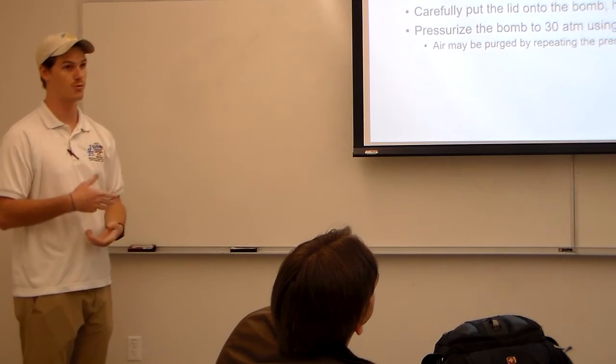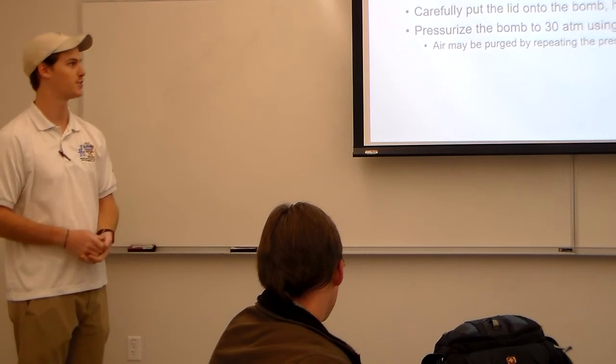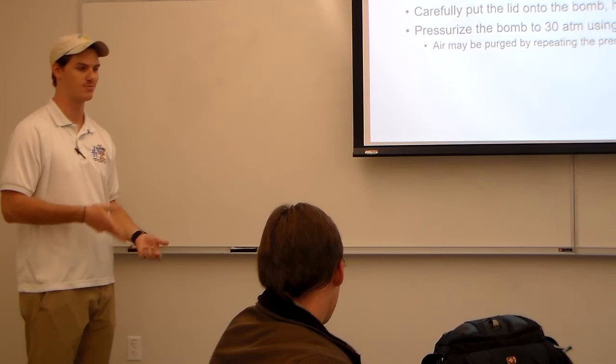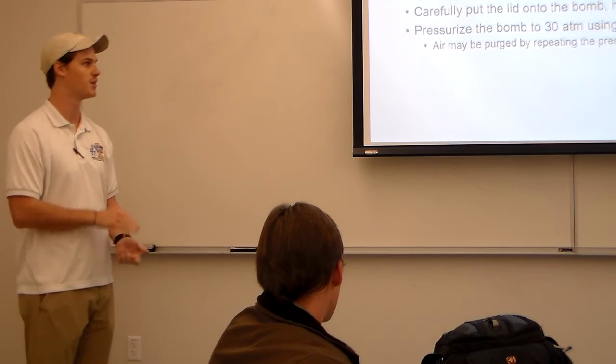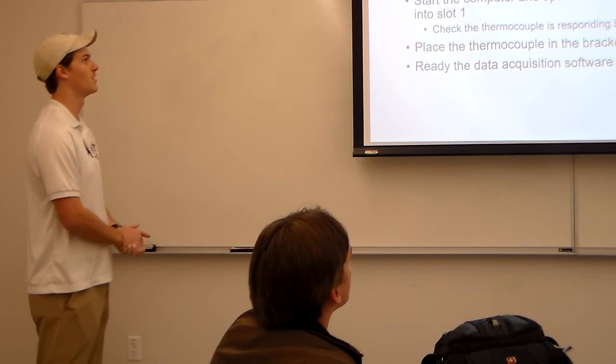You remove the air by pressurizing the bomb to 30 atmospheres using an oxygen bottle, and you just purge it over and over again until you assume that you have a perfect oxygen environment inside of the bomb, keeping it at 30 atmospheres when you're done.